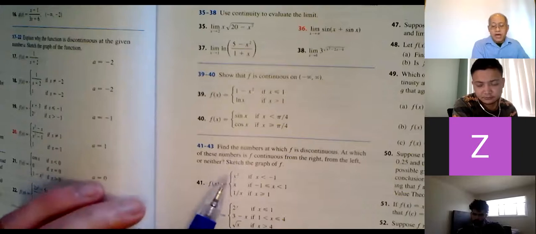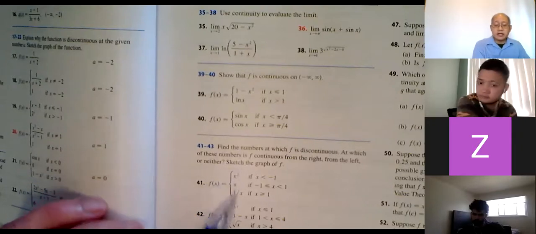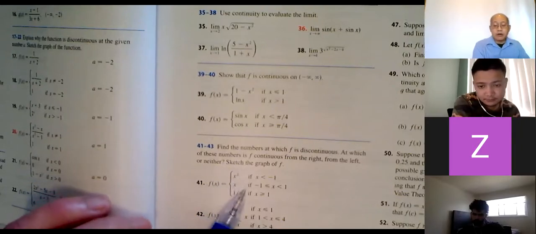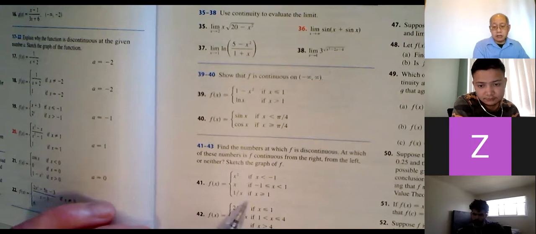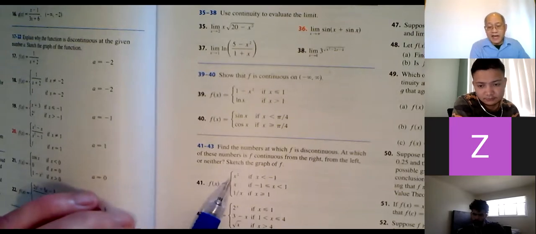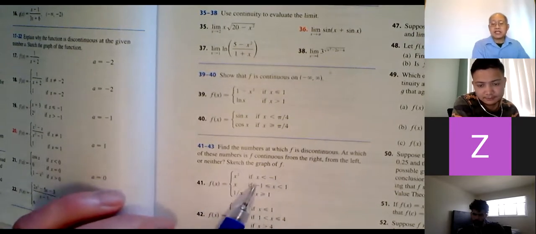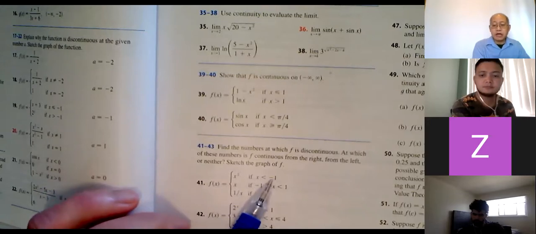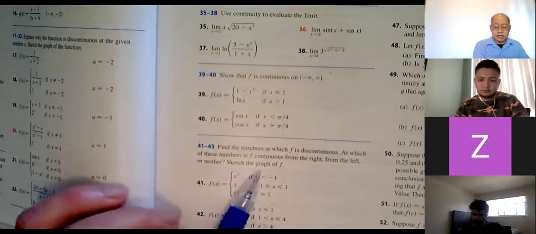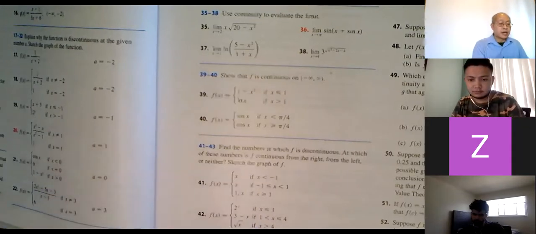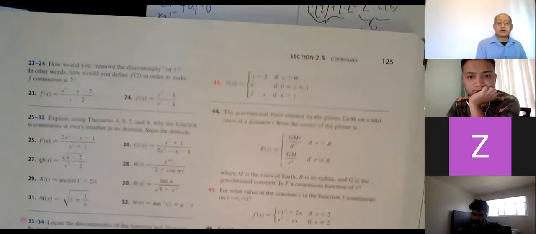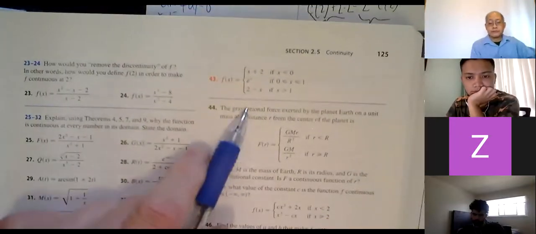Now, when you have a piecewise defined function like this, that's a good bet for possible discontinuities, right? x squared and x and 1 over x are continuous everywhere. The places where you might suspect the function is not continuous will be -1 and 1, just because they change to a different function. Same thing for 43. So I'll do 43, you do 41.